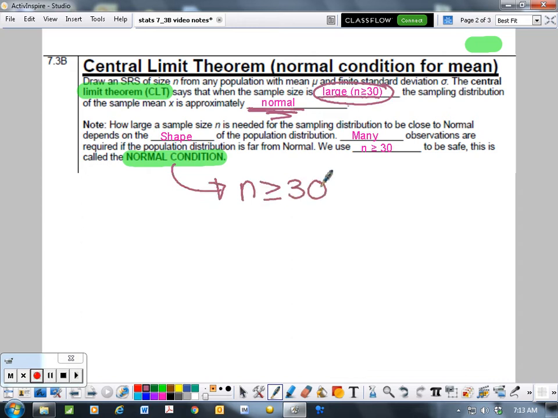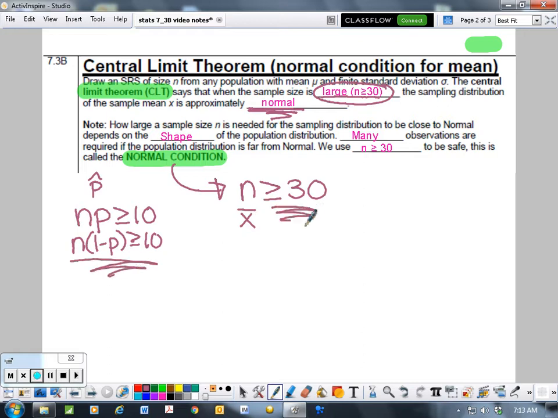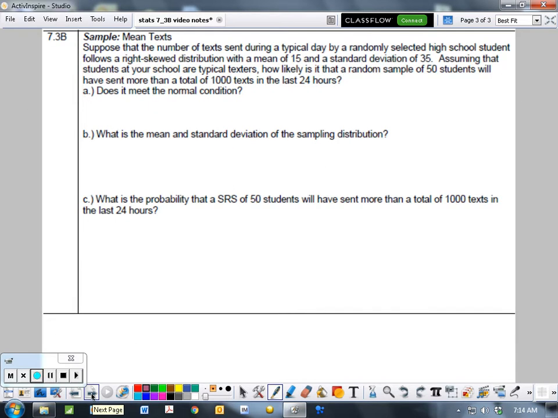For proportions, we have a different condition. This is for the p hat, and this other one is for our x bar, for means. Those are our normal conditions, and that allows us to use the normal CDFs. Now keep in mind, this is if it's not already normal. If it's already normal, it doesn't matter what our sample size is. But if we know that the original distribution is not normal, we use this normal condition, n greater than or equal to 30. So how's that going to look in a sample problem?